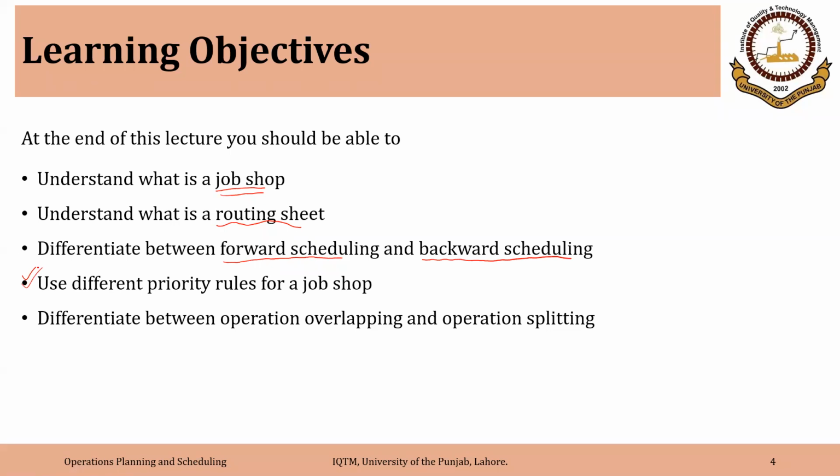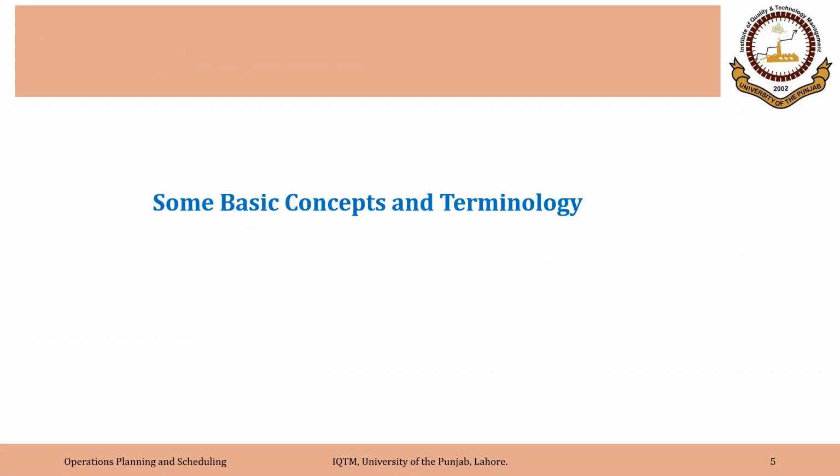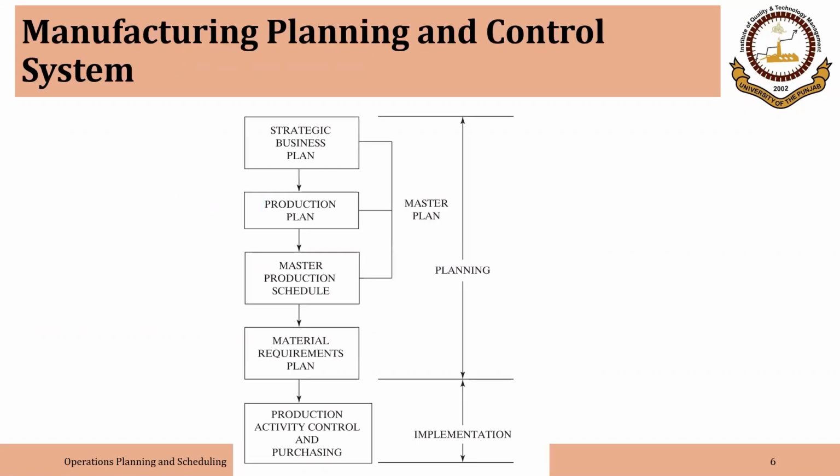And our goal here in job shops is to reduce the manufacturing lead time, and we will focus on two simple methods. They are operations overlapping and operations splitting, and they are used to reduce the manufacturing lead time. And again, these two concepts are applicable to batch process as well as to line production. So many concepts that we will discuss today are applicable to our discussions in the following lectures. First, we will discuss some basic concepts and terminology.